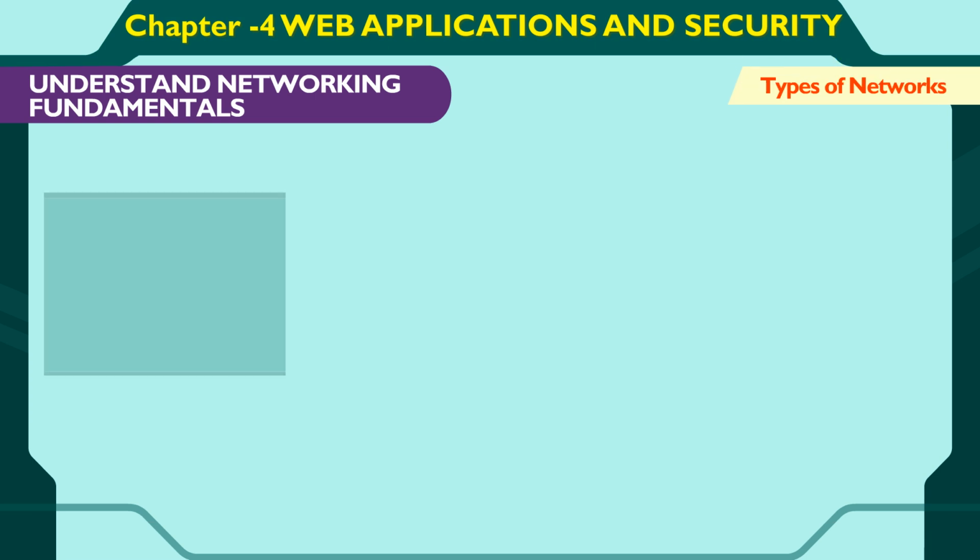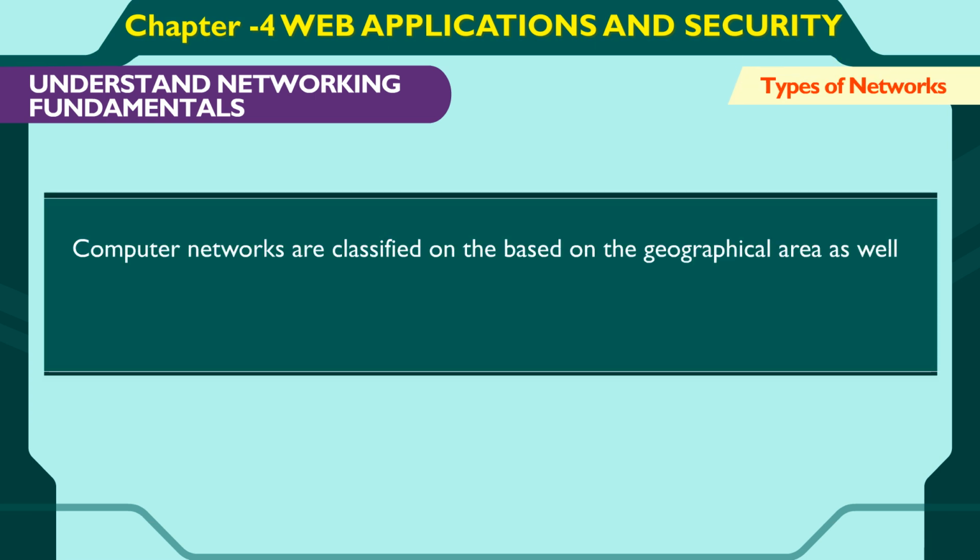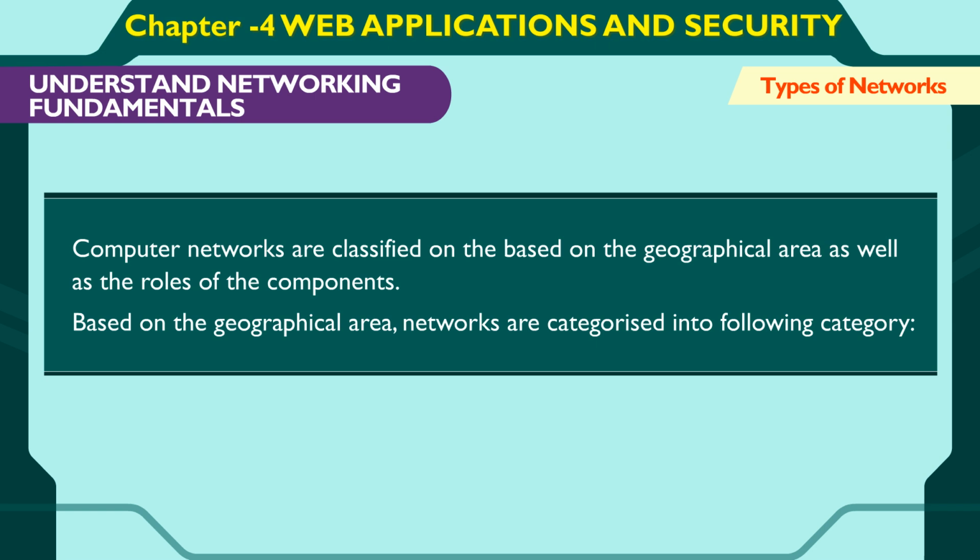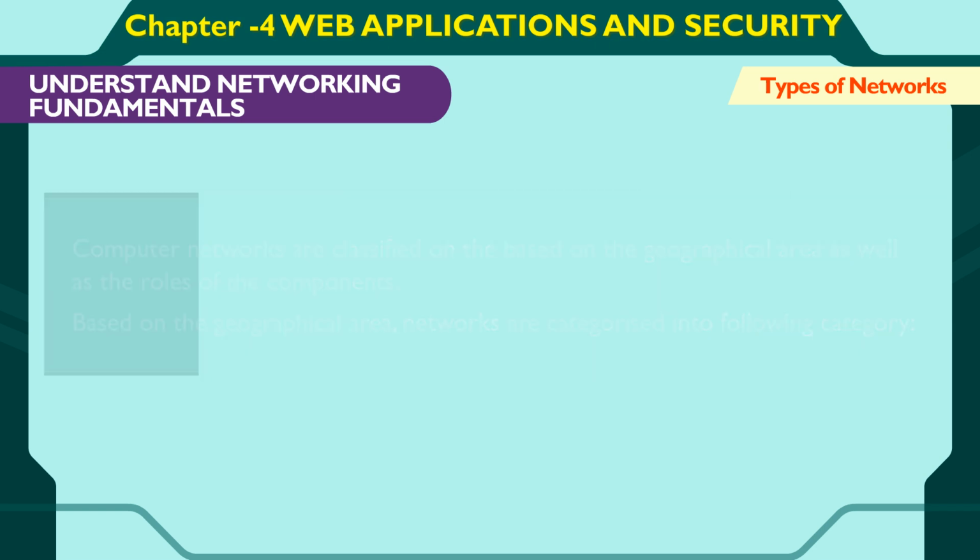Types of networks. Computer networks are classified based on the geographical areas as well as the roles of the components. Based on the geographical area, networks are categorized into the following categories.